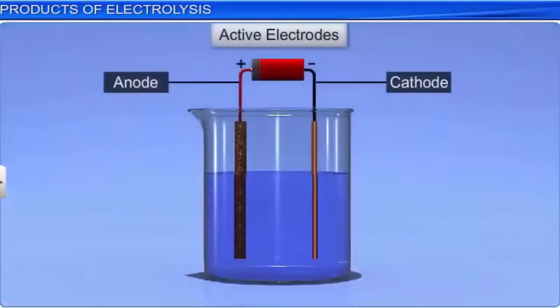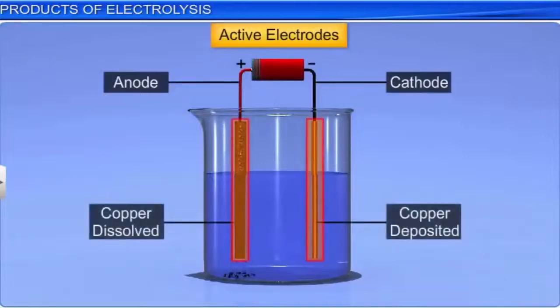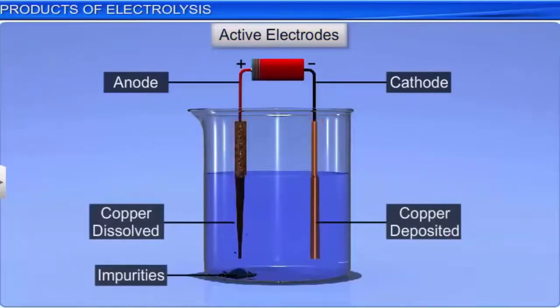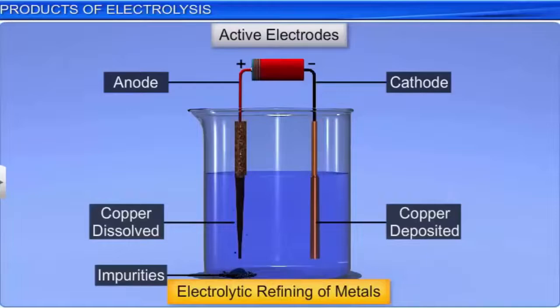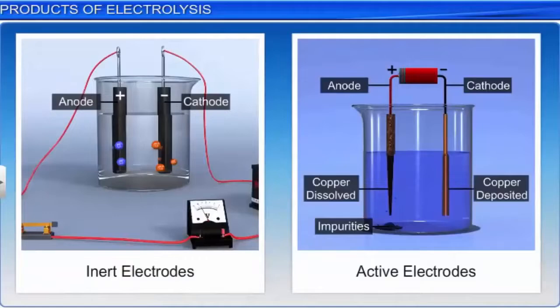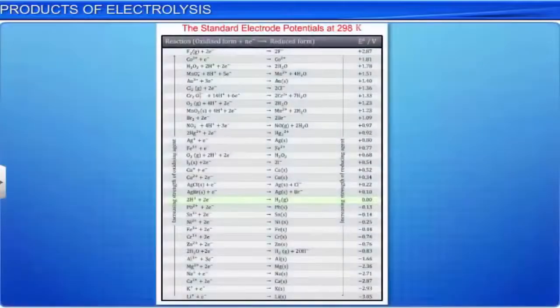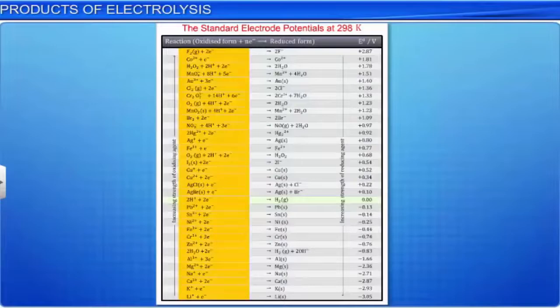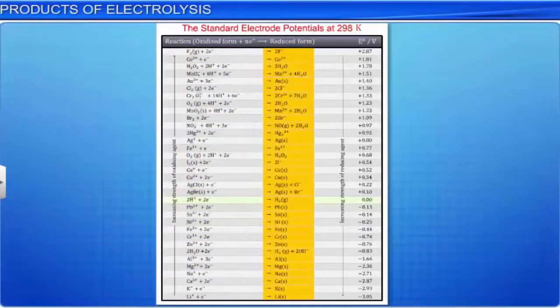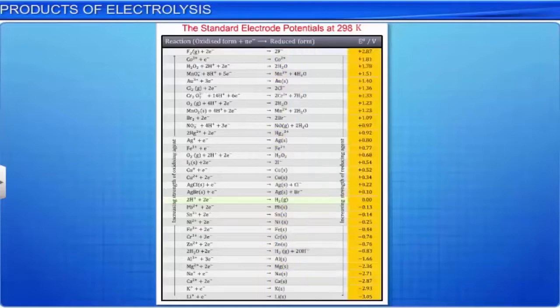On the other hand, active electrodes do participate in the chemical reaction. Active electrodes are used in the electrolytic refining of metals, which we discussed earlier. Thus, we can conclude that the products of electrolysis may be different for reactive and inert electrodes. The products of electrolysis reactions depend on the oxidizing and reducing species present in the electrolytic cell and their standard electrode potentials.